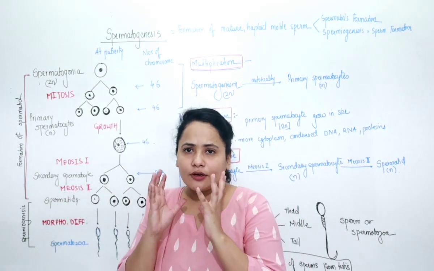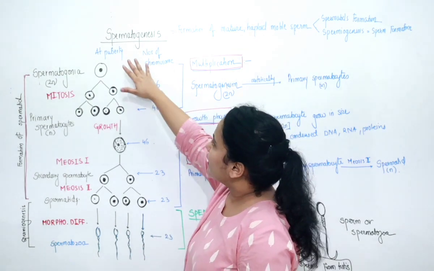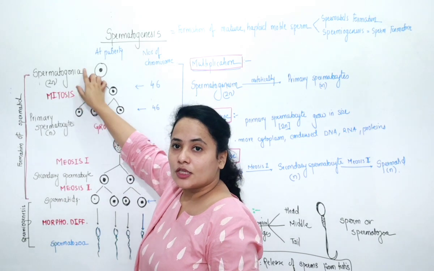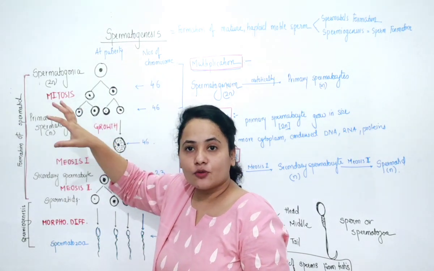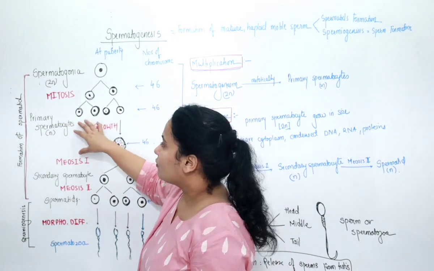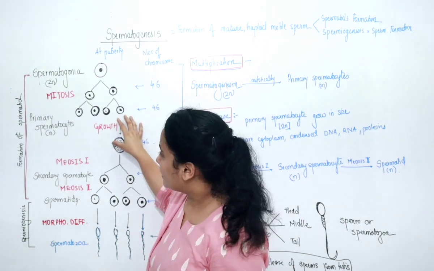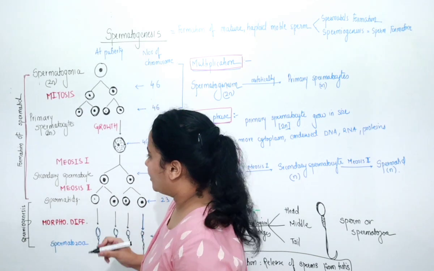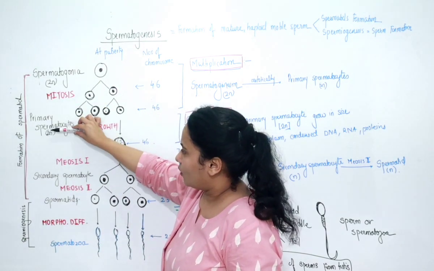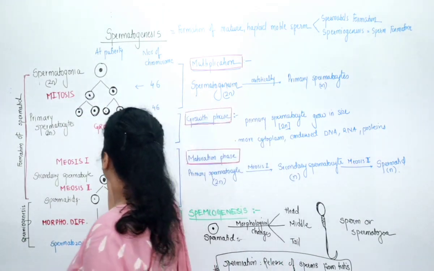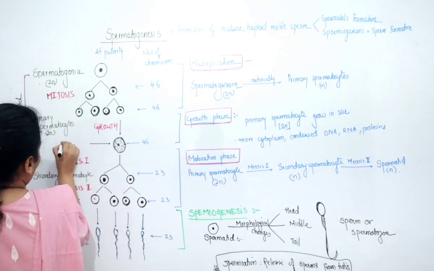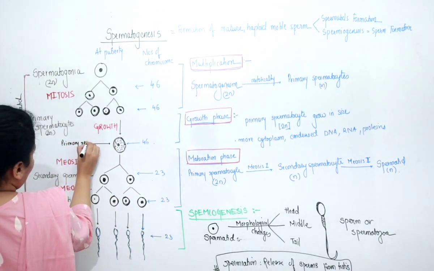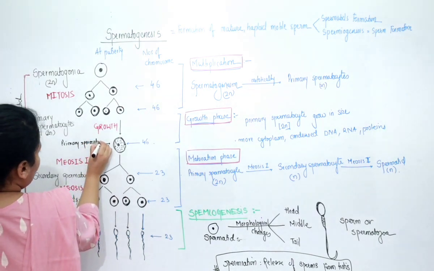Now let's have a quick revision in a short way. Let's say it starts at puberty. First the spermatogonium is formed. Spermatogonium undergoes mitosis, which is called multiplication, and it forms primary spermatocyte. Now these primary spermatocytes are also diploid, right? So diploid to diploid. Then it will grow for a certain period of time. This is also primary spermatocytes only, because it has just grown in size.